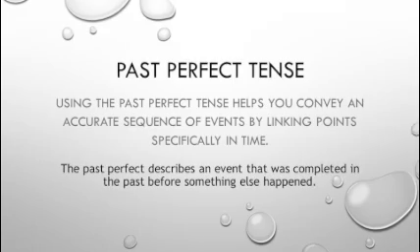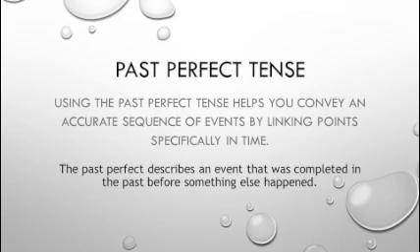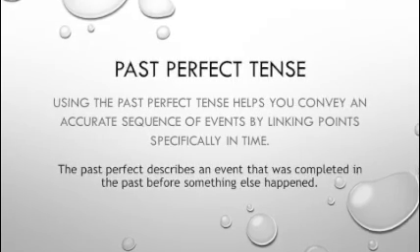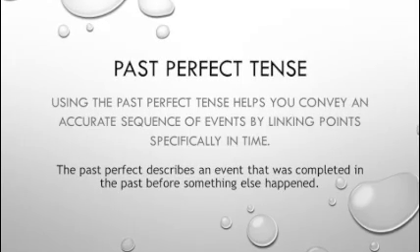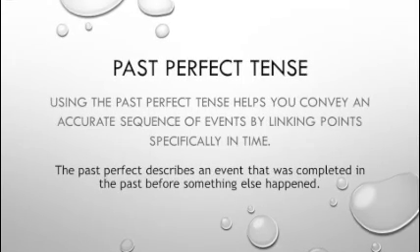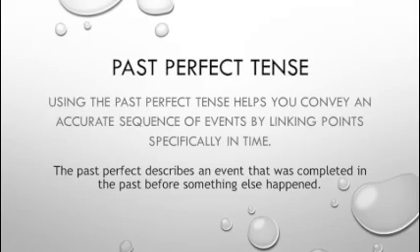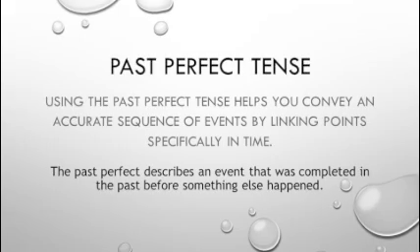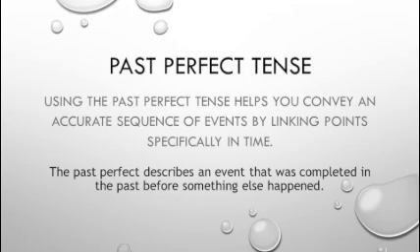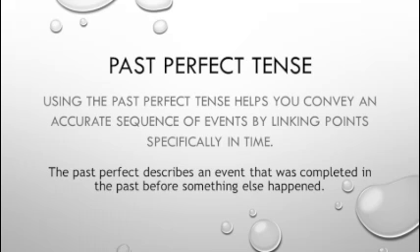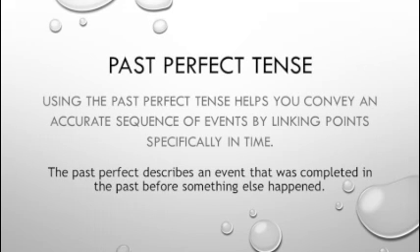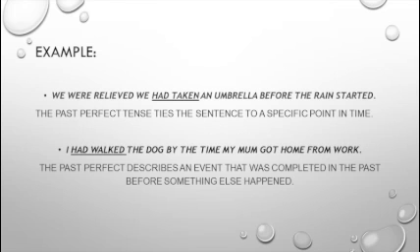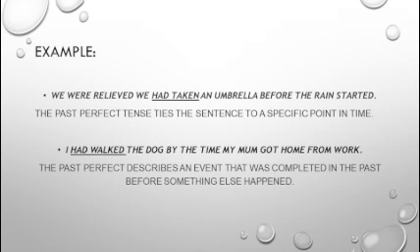Okay. So looking on your PowerPoint, the past perfect tense actually helps you convey an accurate sequence of events by linking points specifically in time. Now, this means that the past perfect tense describes an event that was completed in the past before something else happened. So this is very apt and really good for you to use during the writing of your newspaper report. For example, we were relieved we had taken an umbrella before the rain started.